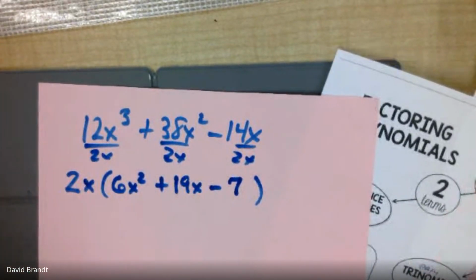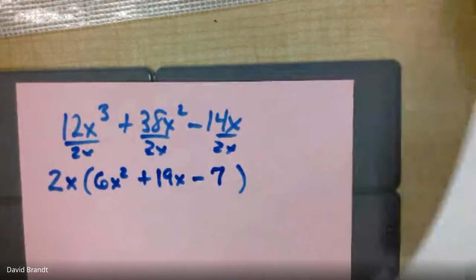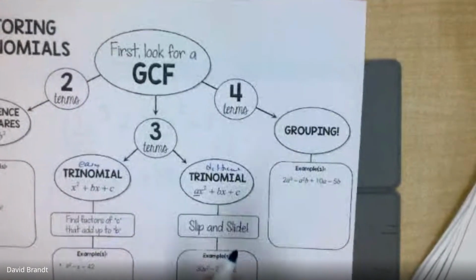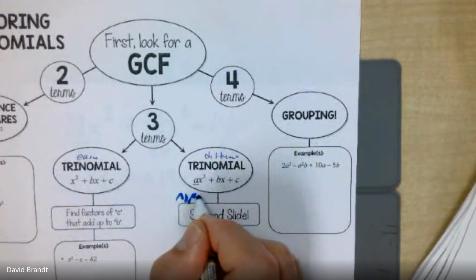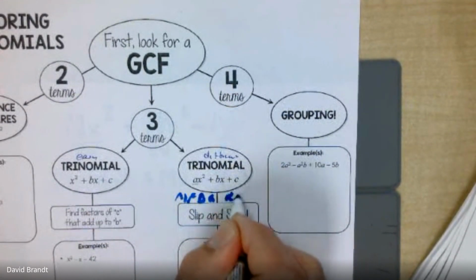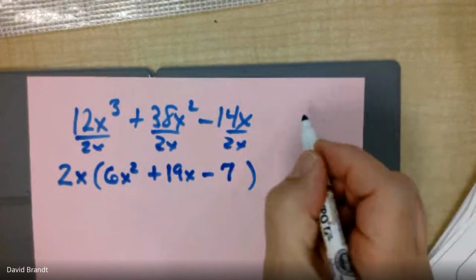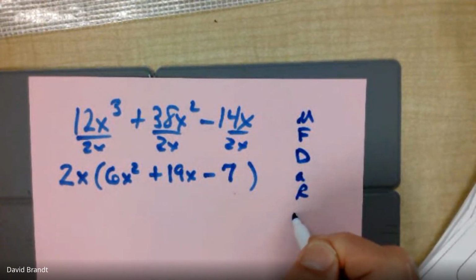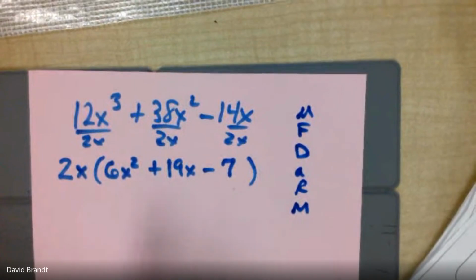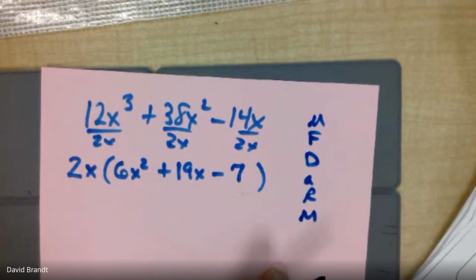This is a difficult trinomial, so we're going to have to use, now on the sheet, it says slip and slide. I don't use slip and slide. We use my father drives a red motorcycle. That's the method we use. Remember that? My father drives a red motorcycle. Now, pretend like the 2x is not there. Just cover up the 2x.